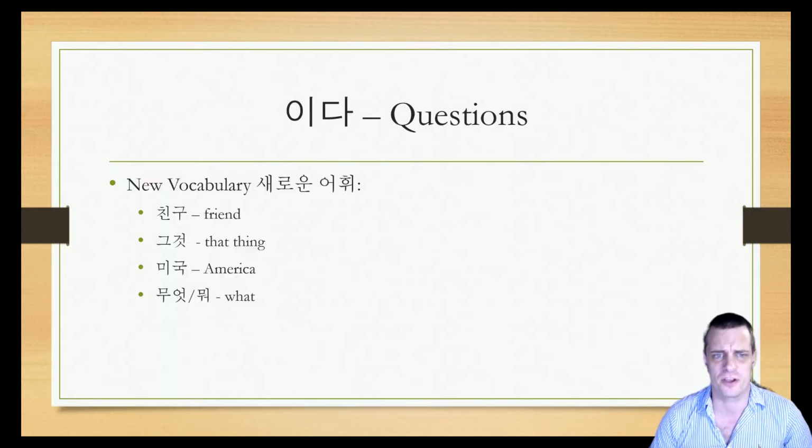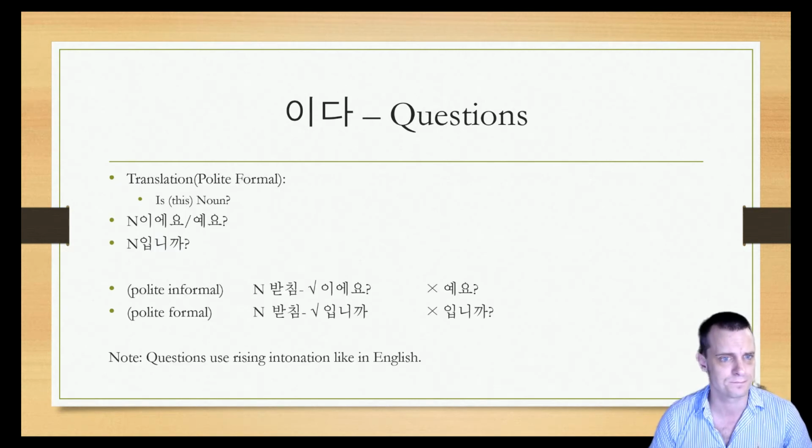The new vocab for this week is firstly 친구 or friend, 그것, that thing, 미국, America, and 무엇 or moi, being what. 무엇 being its full form, or moi being the shortened contracted form. Note that moi is more often used by a lot of people in different settings.